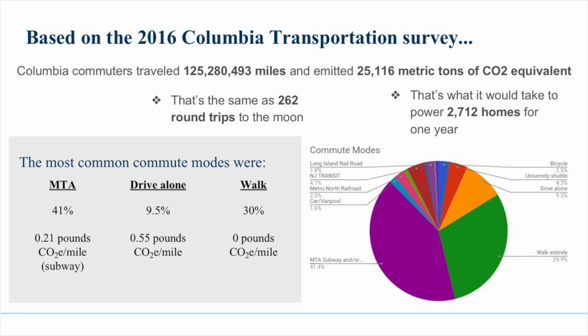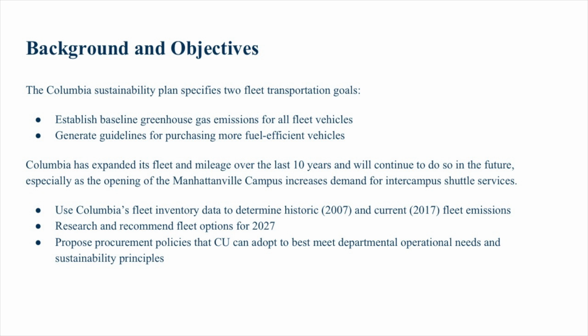commute mode possible. So we did the second part of the project, which was focused more on fleet vehicles rather than commuting. So just for a brief background, we were basically just supposed to use this Columbia's fleet inventory data to determine historic and current fleet emissions, and then through that recommend fleet options for 2027 and propose policies that Columbia can use to lead them towards buying the most efficient vehicles.